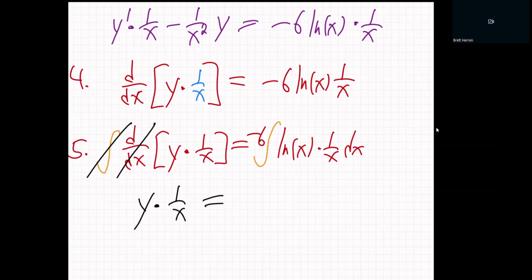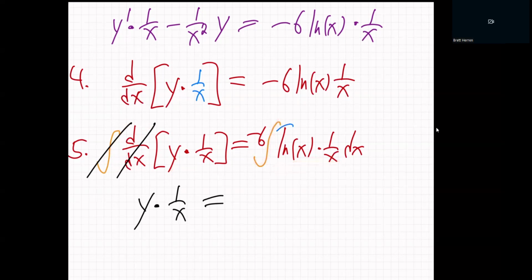Now on the right side, you can't just cancel out the integral. Why? Because there's not a derivative there. They worked on the left because we had an integral and a derivative, so they just canceled out and just dropped down the y times 1 over x. But on the right side, I'm going to have to actually do the integral because it doesn't cancel out. How do you do this integral?